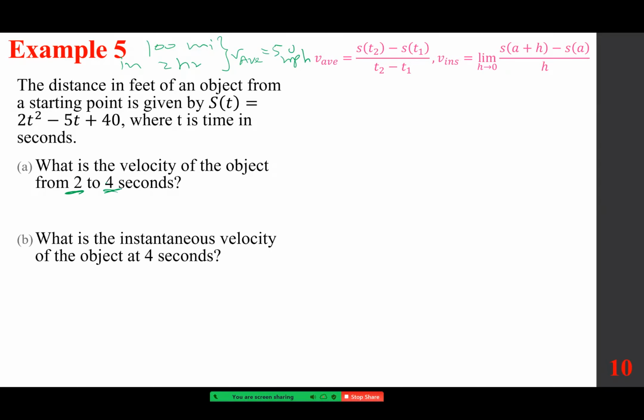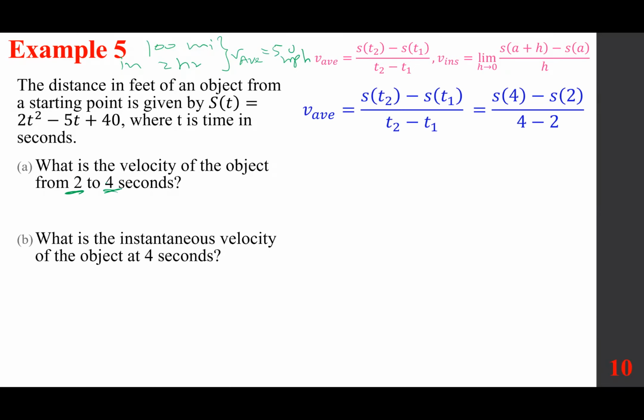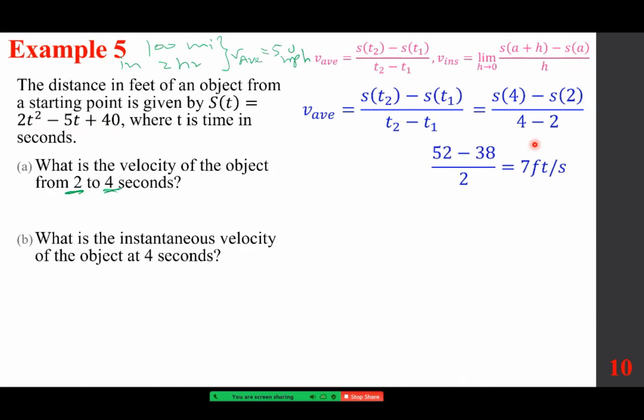So we plug in 4, evaluate S of 4. We plug in 2, evaluate S of 2. That would be the numerator. And then we divide by t sub 2 minus t sub 1, which is 4 minus 2. So it's just a matter of elementary algebra plug-in. I'm going to assume everybody can plug in. So you plug in 4 here, 2 times 4 squared minus 5 times 4 plus 40. Then you plug in 2 times 2 squared minus 5 times 2 plus 40. And it ends up being 52 minus 38 over 2, or 7 feet per second.